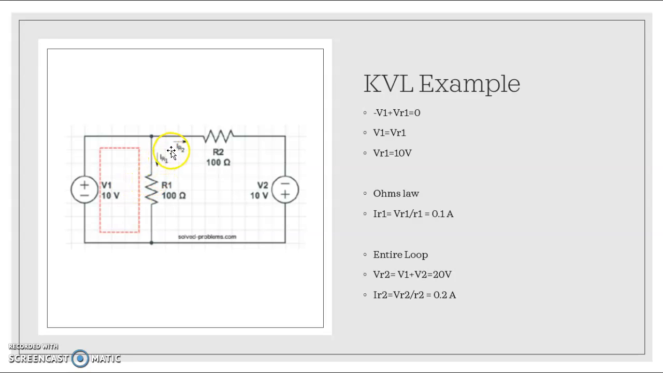And to find the current through resistor 2, you take the entire loop, where after an algebraic step it comes out to the voltage across resistor 2 being equal to voltage 1 plus voltage 2, which is equal to 20 volts. And so VR2 is equal to 20 volts. Then you apply Ohm's law again, and the current through resistor 2 is equal to the voltage across resistor 2 over the resistance. So you get 0.2 amps.